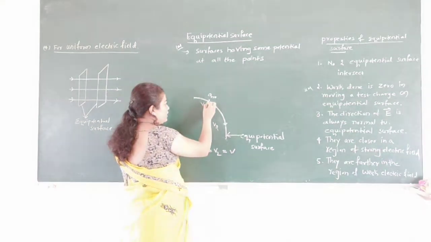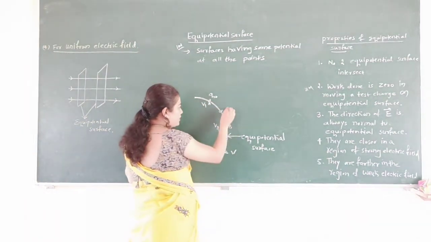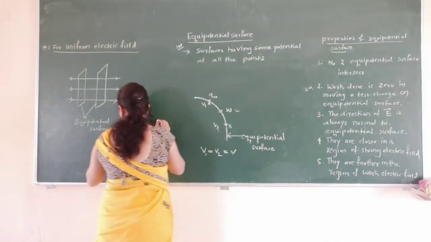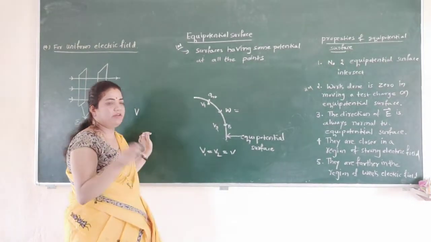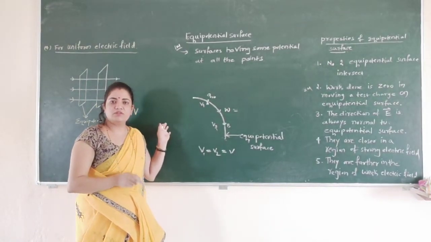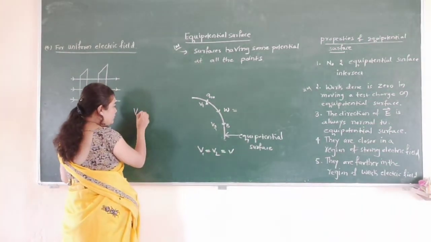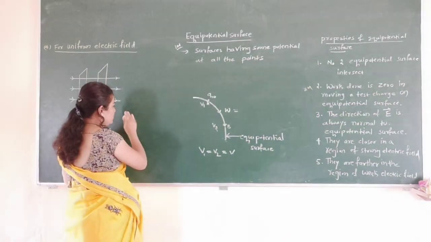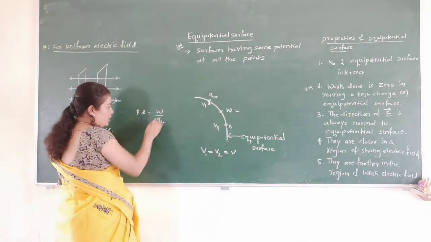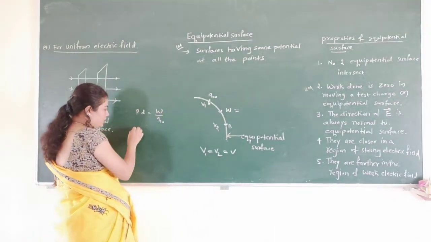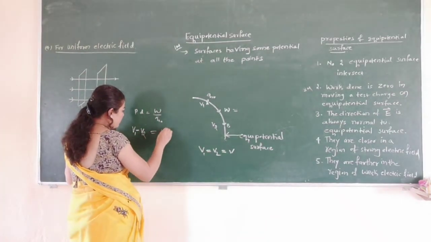I want to move the test charge from A to B. So I want to calculate work done. Work done according to definition of potential. Potential difference or potential, both say, potential is infinity to a point and potential difference is one point to another point in an electric field. Okay. Potential difference is equal to what? Work done divided by charge. Now we want to calculate work done. Potential difference is V1 minus V2 or V2 minus V1 equal to W divided by Q0.